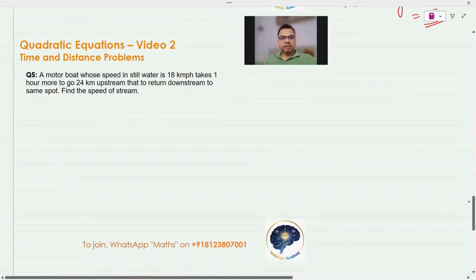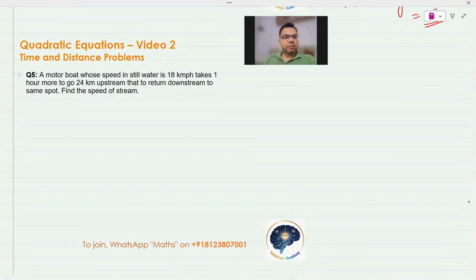Okay, and I think we have one more question after this. So let's try to solve this equation now. Question 5 is: a motorboat whose speed in still water is 18 kilometer per hour. Okay, so this is one of the important things that we have, and it takes 1 hour more to go 24 kilometer upstream than to return downstream to the same spot.